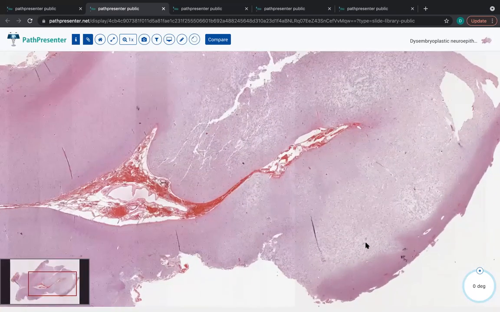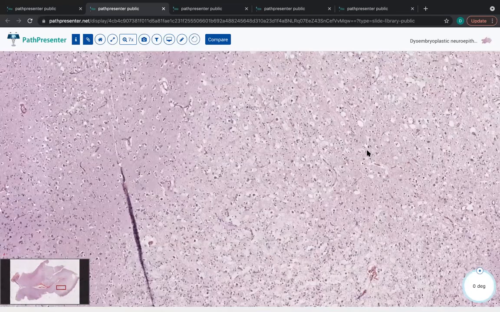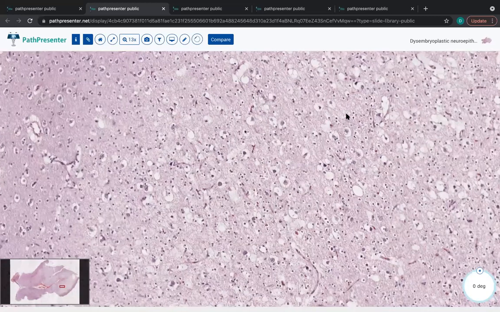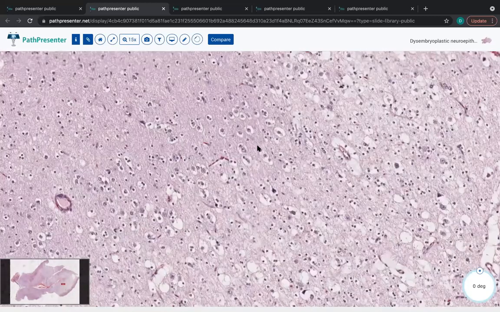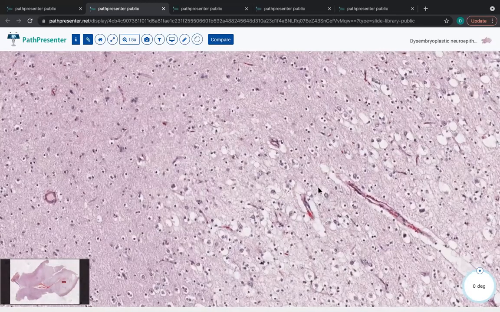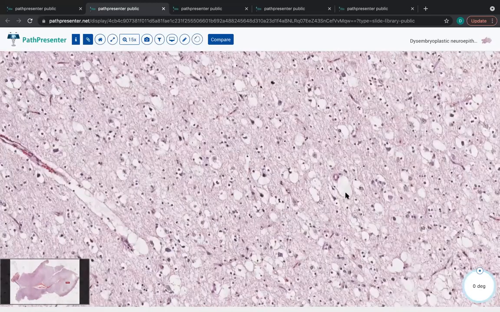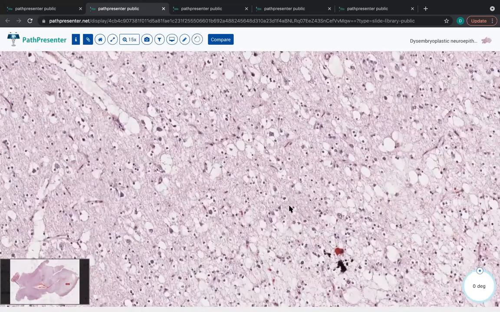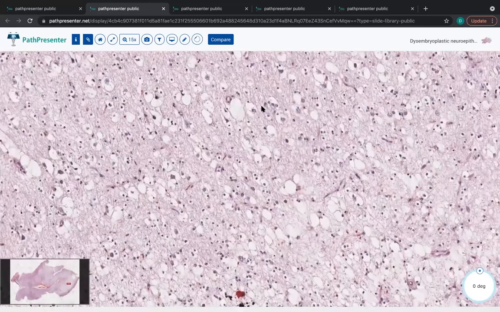If we look on higher power, we can see this tumor again has oligodendroglial-like morphology. This will be a very common theme in many of these tumor types. They're just kind of tumor cells coursing through the cortex. This is one of the unusual tumors in that most gliomas are centered in the white matter. This one is in the gray matter.